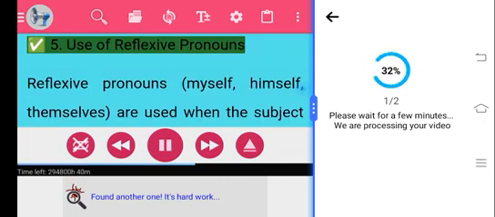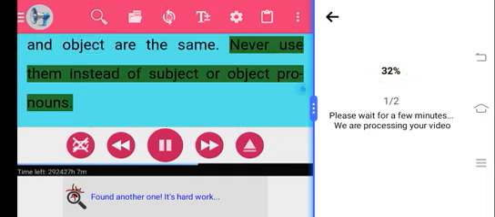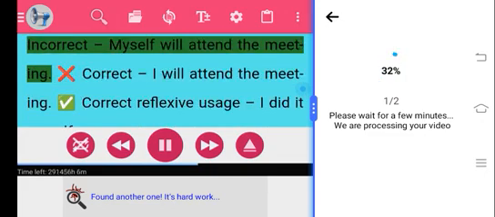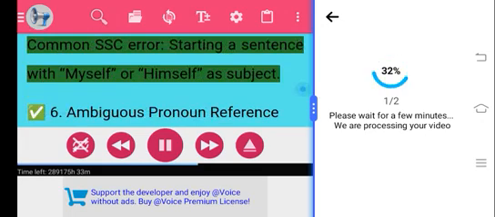Rule 5: Use of reflexive pronouns. Reflexive pronouns like myself, himself, themselves are used when the subject and object are the same. Never use them instead of subject or object pronouns. Incorrect: Myself will attend the meeting. Correct: I will attend the meeting. Correct reflexive usage: I did it myself. Common SSC error: starting a sentence with myself or himself as the subject.